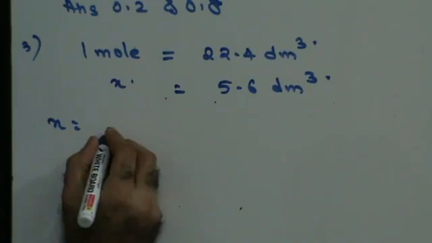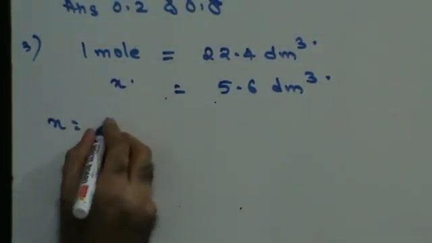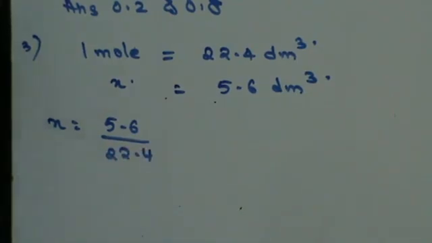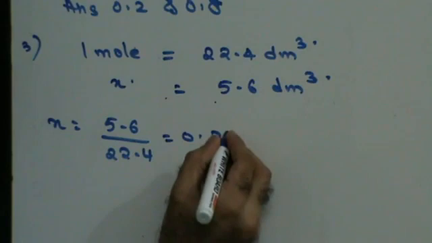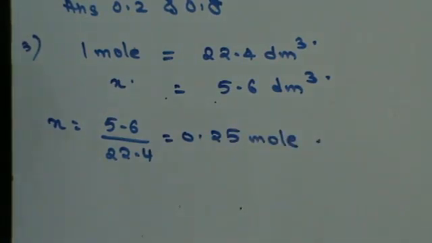So X will be nothing but 5.6 divided by 22.4, right? When you divide this, you will get 0.25 moles. So the first part of the question was calculate the number of moles.